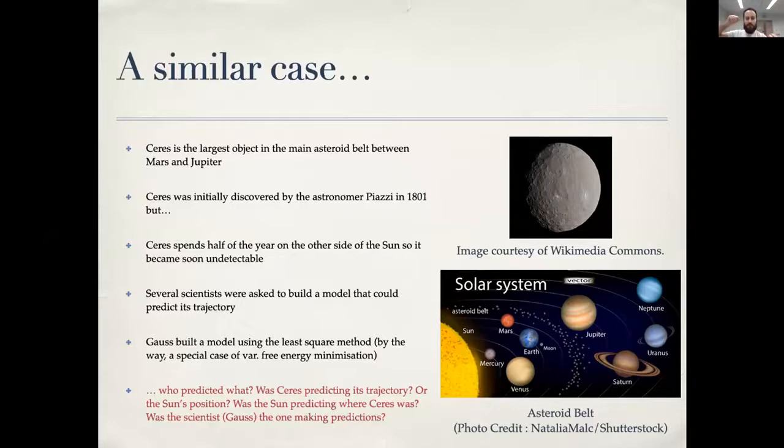Now, the question here would be, if I take the same approach that I just tried to take for governors and engines, does it mean that Ceres is actually predicting where the sun is? Does it mean that the sun is predicting where Ceres is? Does it mean that Ceres is predicting its own trajectory? What does this even mean? The only thing I can say here is that there was a scientist, Gauss, who came up with a theory, made a prediction, and found the dwarf planet.